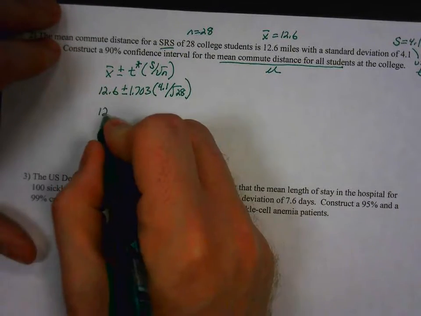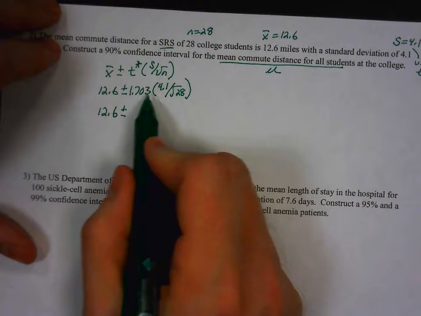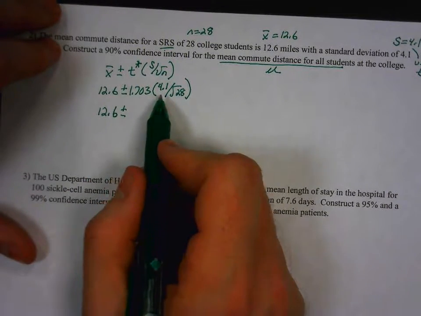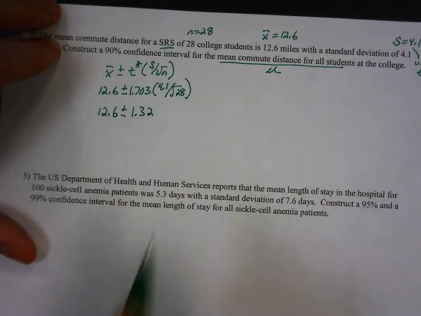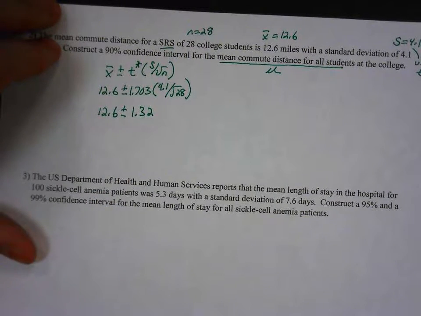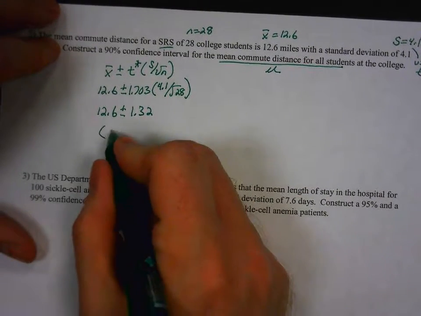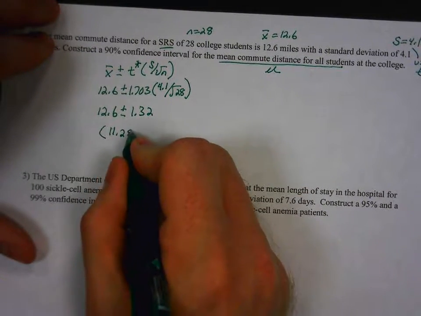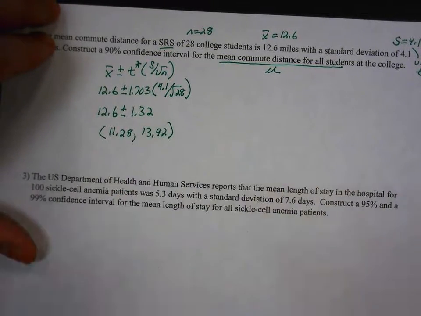Okay, then when you go through and do the calculations, I want to see your x bar plus or minus your margin of error, which is 1.703 times 4.1 over the square root of 28, which gives you 1.32. And then that confidence interval, just like before, the smallest value is 11.28, and it goes to 13.92.